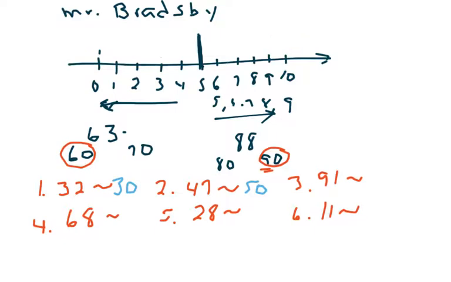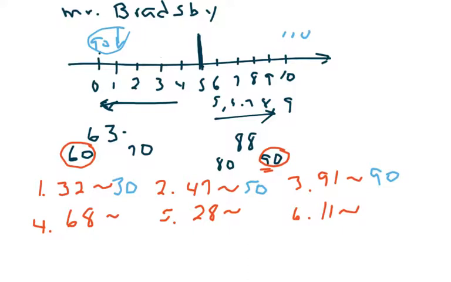Okay, 91. Well, 91 is between 90 and 100, isn't it? Well, 91 would be right there. Well, it's sure a lot closer to 90, isn't it? And as we said then, if it's 1, 2, 3, 4, they round down. In this case, down to 90 instead of 91. If it's 5 and above, we round up.